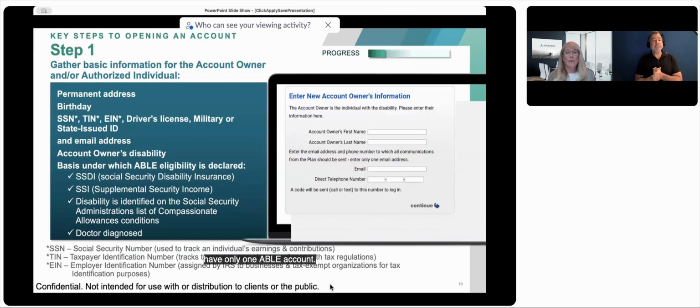Next slide, please. All right, so let's begin. How do we actually open an account? So opening an account is quick and easy. And once you know what information you should be providing, that's great, right? So we encourage people to gather the basic information before they start, such as, you can see, permanent address, birthday, some type of identifier, for example, like Social Security number, EIN, driver's license, an email address, the account owner's disability, and then the basis under which ABLE eligibility is declared, which we reviewed in a previous slide. So next slide, please.